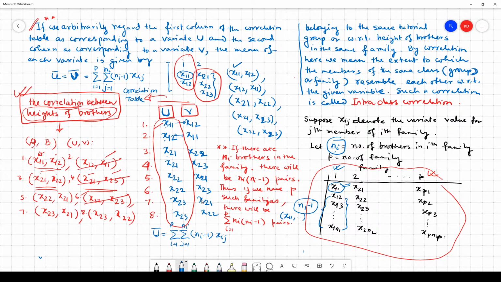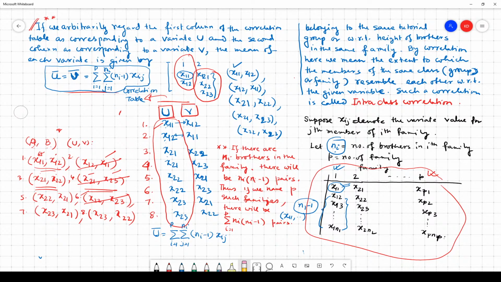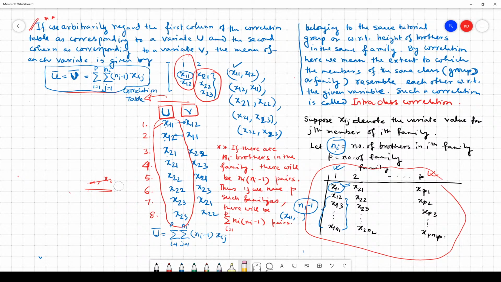Similarly we can find V bar, and we see that U bar and V bar are the same. So please tell me, do you agree? I got U bar equal to V bar, and it should be sum over i from 1 to p, j from 1 to ni, of ni minus 1 times xij. Do you agree with this?